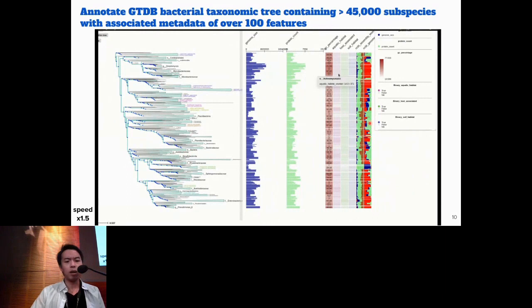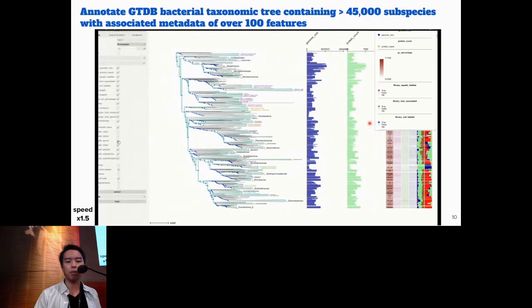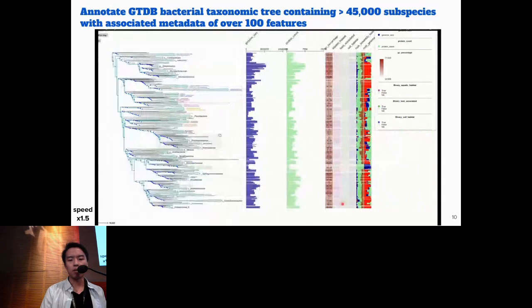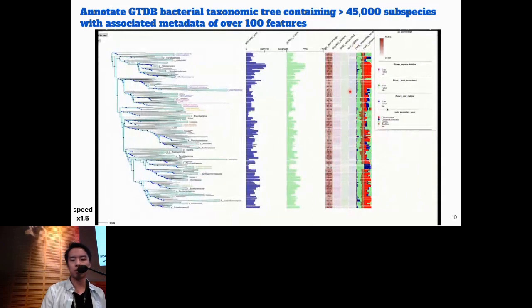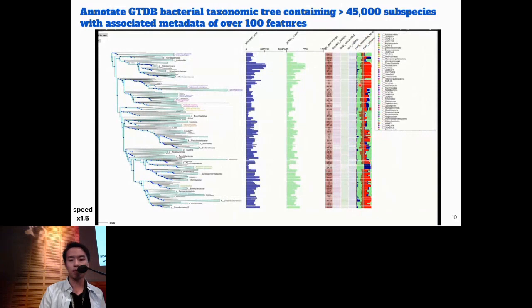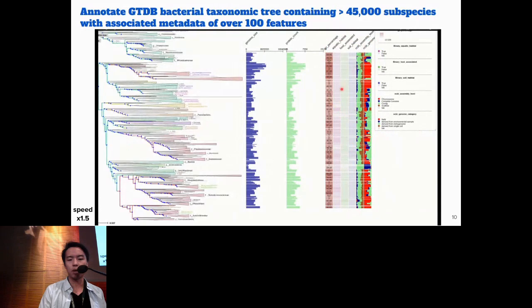such as genome size, protein count, GC percentage. This numerical data we show as a bar plot or heat map. And then the categorical data will be shown as a horizontal stacked bar, and also a heat map for the Boolean data.